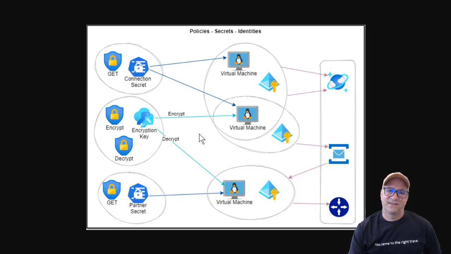And then the same thing is going to happen here. We have an encryption key, and we've got encrypt and decrypt permissions based on it. In this case, this identity is going to be bound to the encrypt permission or policy on that encryption key, and this one's going to be bound to the decrypt. And the same identity is going to show up down here for the partner secret. It's going to be bound to the partner secret with get permission.